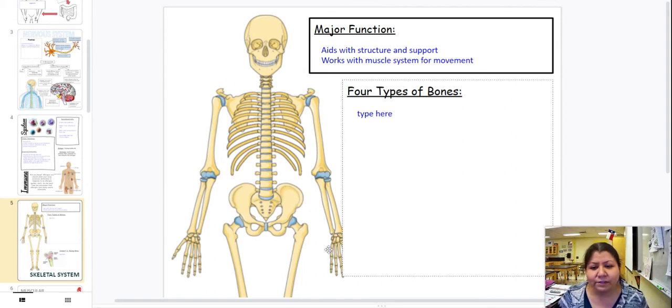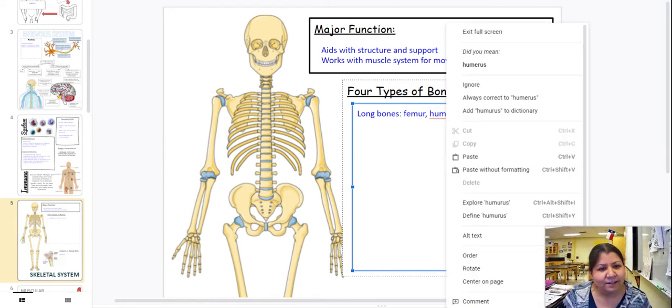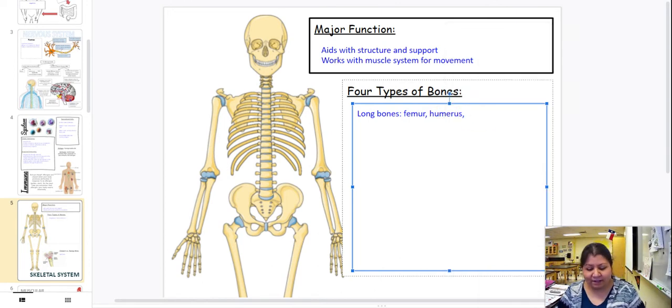In our skeleton, if you look right here, there's a lot of different types of bones. And we can actually classify these into four major types. We have our long bones. That's stuff like our humerus, our radius, and our ulna, our femur, which is our leg. I think I misspelled humerus. Let's see. Humerus, yep. Radius, ulna. Those are our long bones, the ones that make our limbs long.